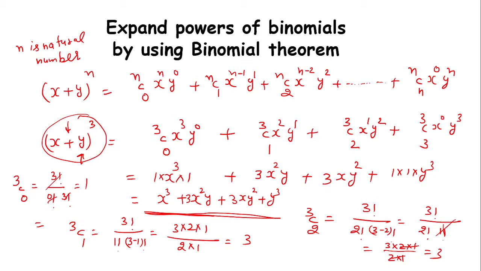What you need to remember, my dear, you start from 3c0, you go till 3c3, which means the upper value and the lower value both should be the same. And if there is power 3, I will get 4 terms. First, this is second term, this is third, and that is fourth. Let's take more examples. You will easily understand.